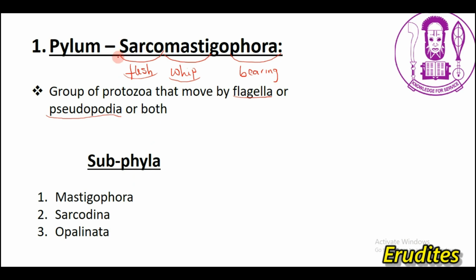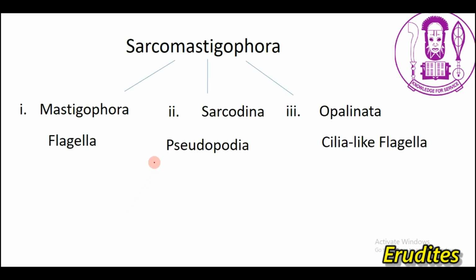This phylum Sarcomastigophora is further divided into 3 subphyla, and the 3 subphyla are Mastigophora, Sarcodina, and Opalinata. Again, the phylum Sarcomastigophora is further divided into 3 subphyla: the subphylum Mastigophora, Sarcodina, and Opalinata. Here is just a sketch of the classification of the phylum Sarcomastigophora. Like I said, it is further divided into 3 subphyla.